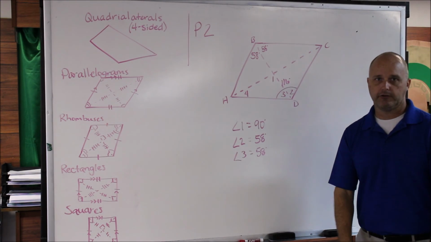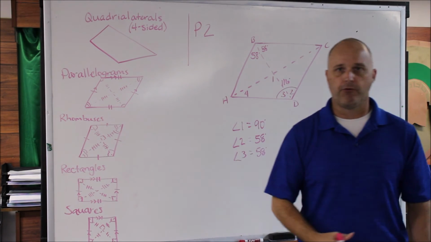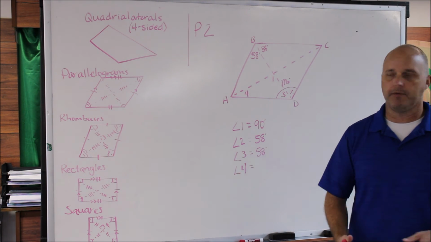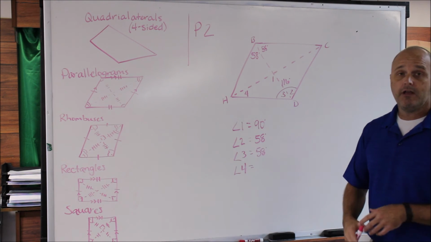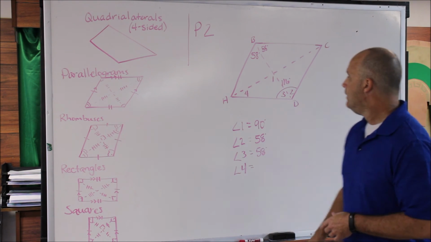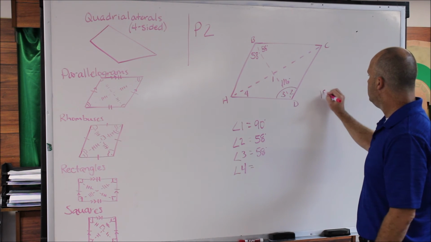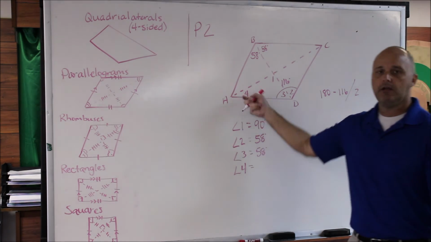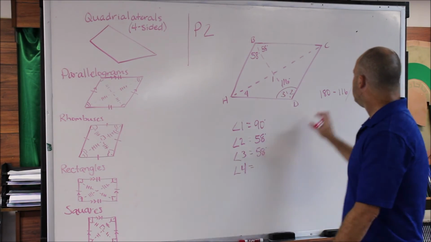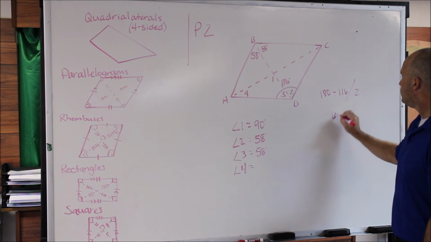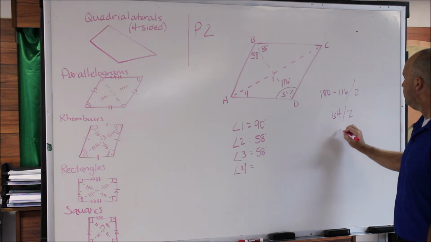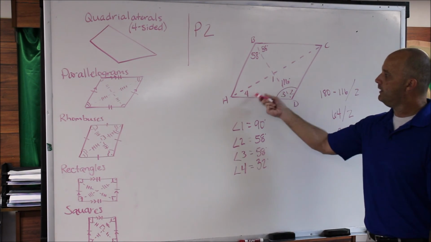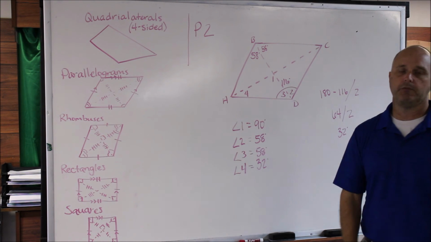That's going to help us to find angle number 4, because we know that consecutive angles in a parallelogram, rhombus, square, or rectangle add up to 180. So what we've got is 180 minus 116, and then that result is going to be divided by 2 in order to get angle number 4. So 180 minus 116 is 64, divided by 2 is 32 degrees. So we know that angle 4 is 32 degrees because this other angle with it is also going to be 32 degrees.